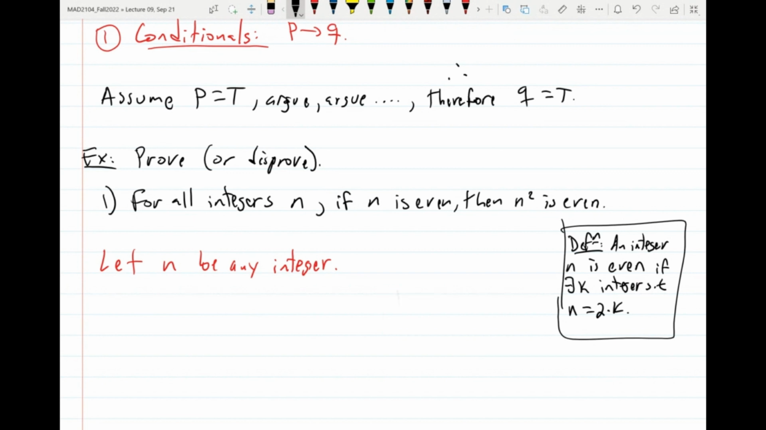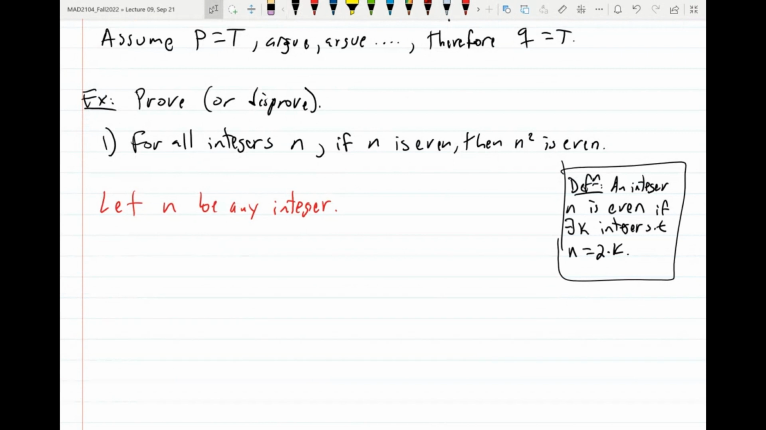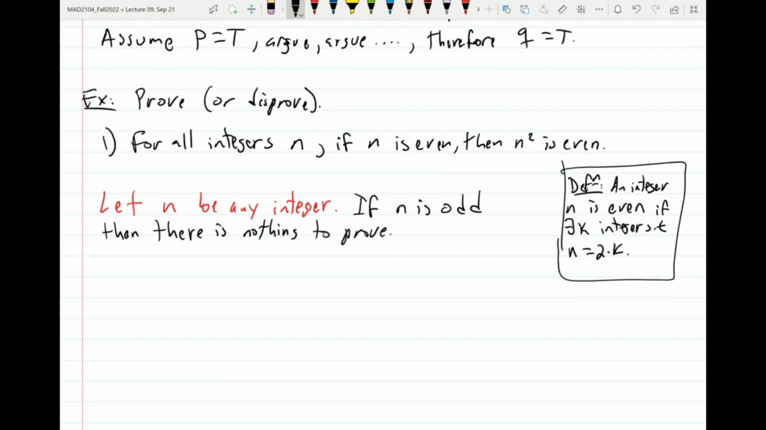So let n be any integer. Because n is any integer, we should say here, if n is odd, remember, we need to argue for every integer. So if n is odd, then there is nothing to prove. Why? Because the statement is about even integers, right? The statement says if n is even, then n squared is even. So if n is odd, then this statement is really not saying anything.